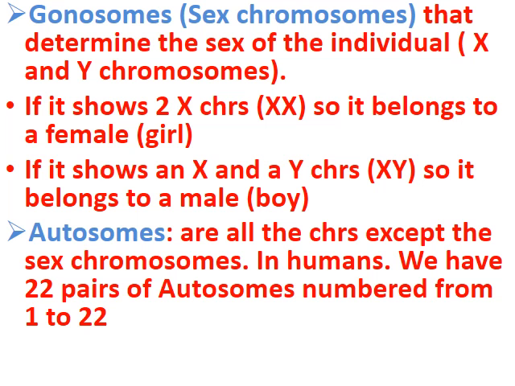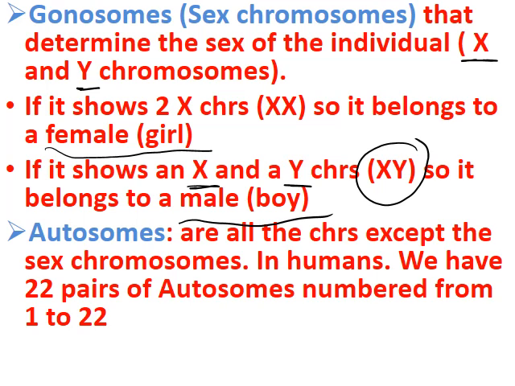What are the gonosomes? Gonosomes are also called the sex chromosomes. They determine the sex of the individual. Mainly they are the X and the Y chromosome. If it shows two X, meaning XX chromosomes in the gonosomes, it belongs to a female, to a girl. While if it shows an X and a Y, so XY, it belongs to a male, which is a boy. Autosomes are all the other chromosomes except the sex chromosomes.